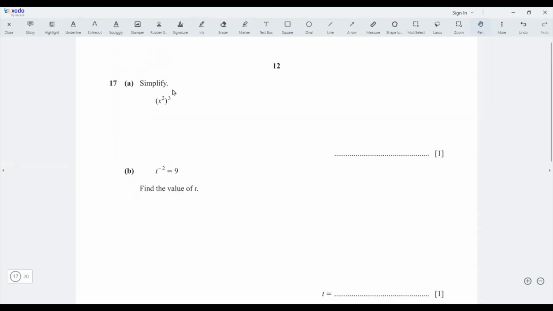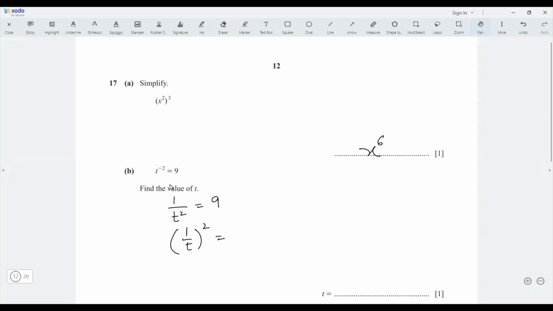For the next question, it's basically an index question. So multiplying the power with the power, 2 times 3 is 6. Quickly writing down x raised to 6. Now you have to find the value of t. For finding the value of t, if the power is negative, we have to make it positive. So how can we make it positive? 1 over t squared equals 9. If the variable is in the base and we have a power, we can write it as 1 over t, whole squared as well. Why? Because 1 squared is also 1.